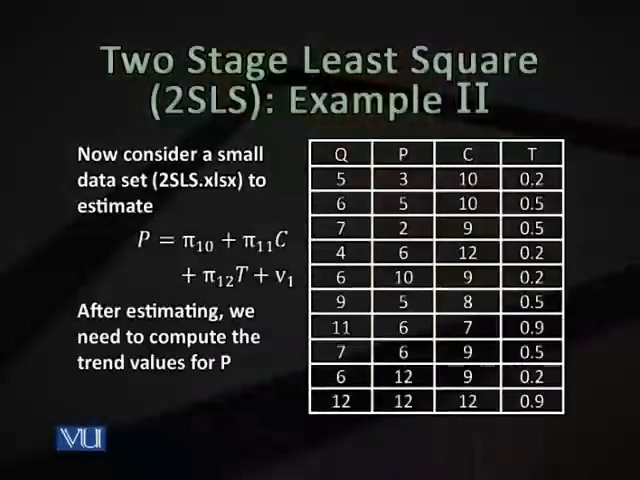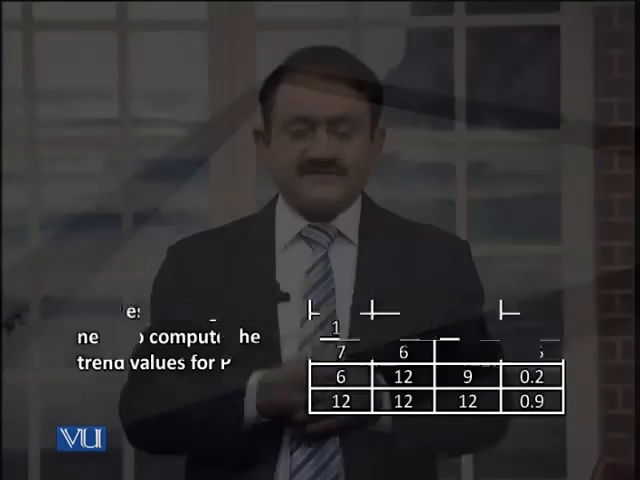Now look at the data. This time you have 4 variables: quantity, price, cost, and technology. Remember that cost and technology appear only in the equation of supply, not in the demand equation. And quantity and price are endogenous. Again, remember, you have 10 observations. This is just an example. 2SLS is a procedure that should be applied to a reasonable number of observations. You must have a good sample size. Otherwise, you may get biased values.